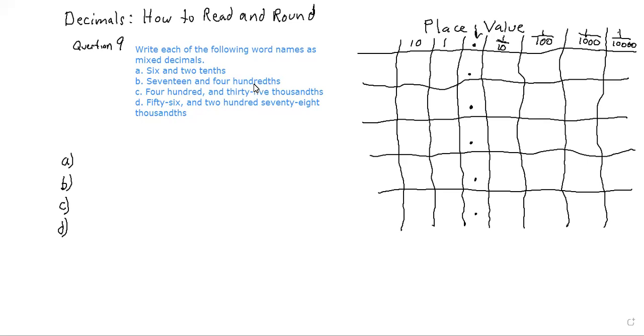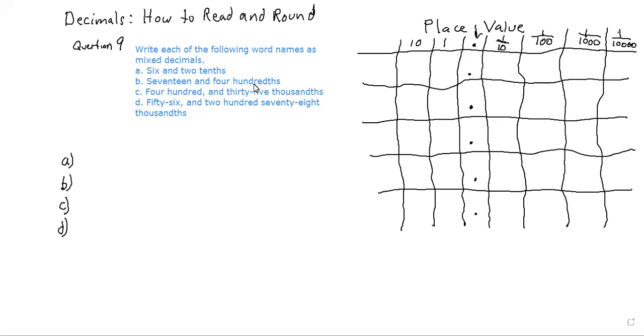We're doing decimals, how to read and round decimals. The question that was requested by our client is question number 9. So let's go ahead and get started. The question states, write each of the following word names as a mixed decimal.